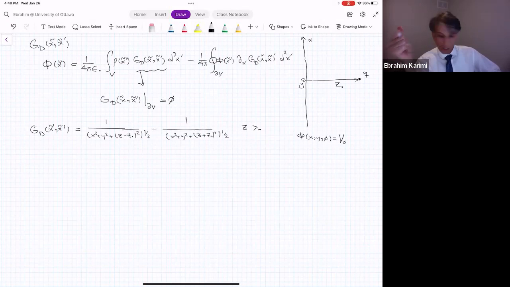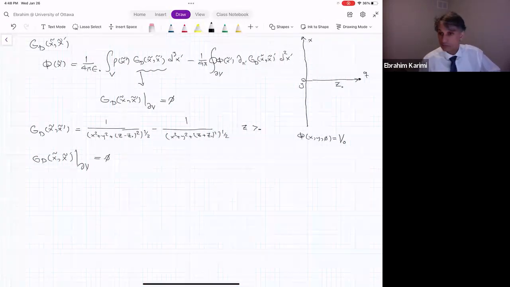Good. What is GD of x and x prime at the boundary? At the boundary means that z is equal to 0. So if you place it here, that will be equal to 0, which is what we found previously. Do you agree, guys, or do you have a problem? If there's any problem, let me know.